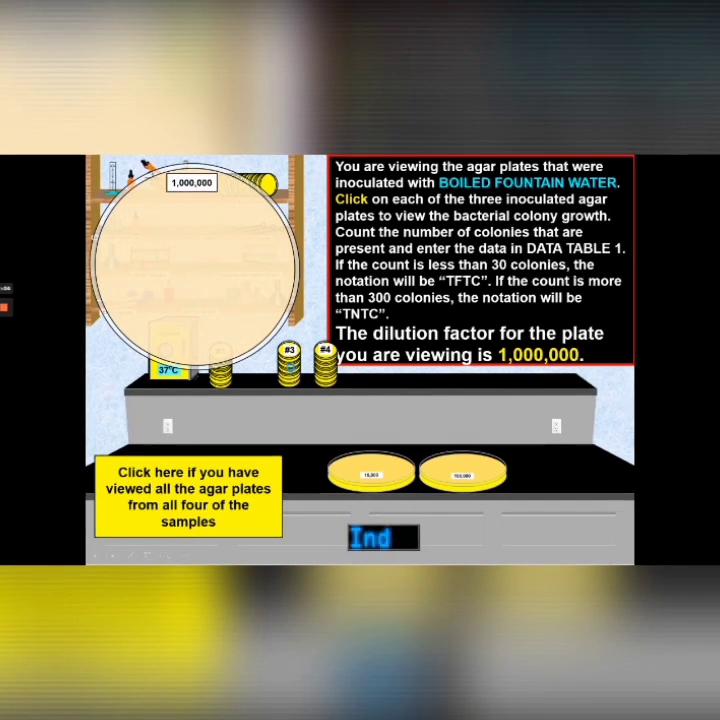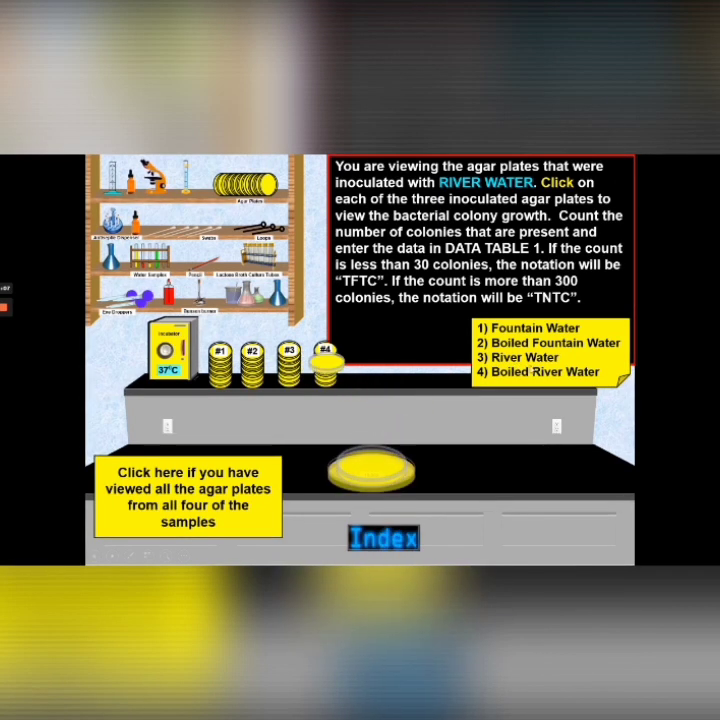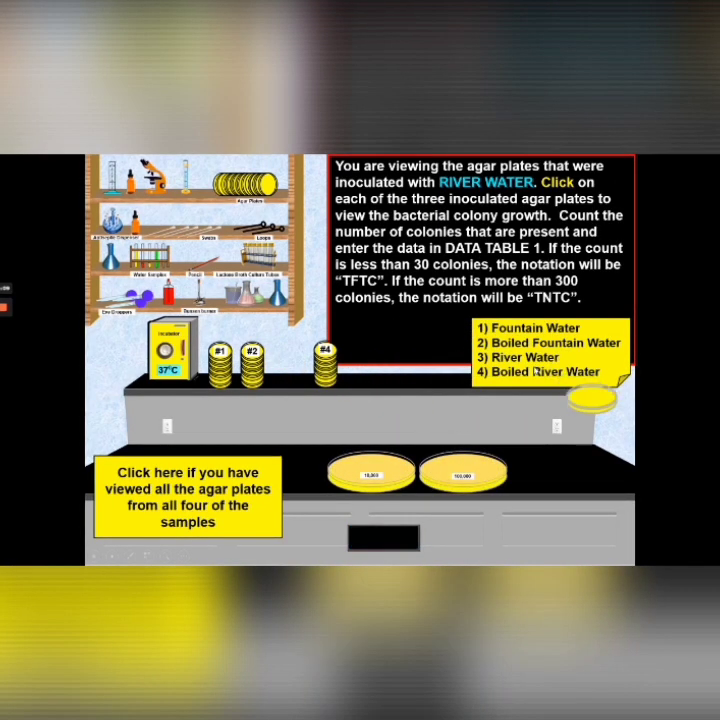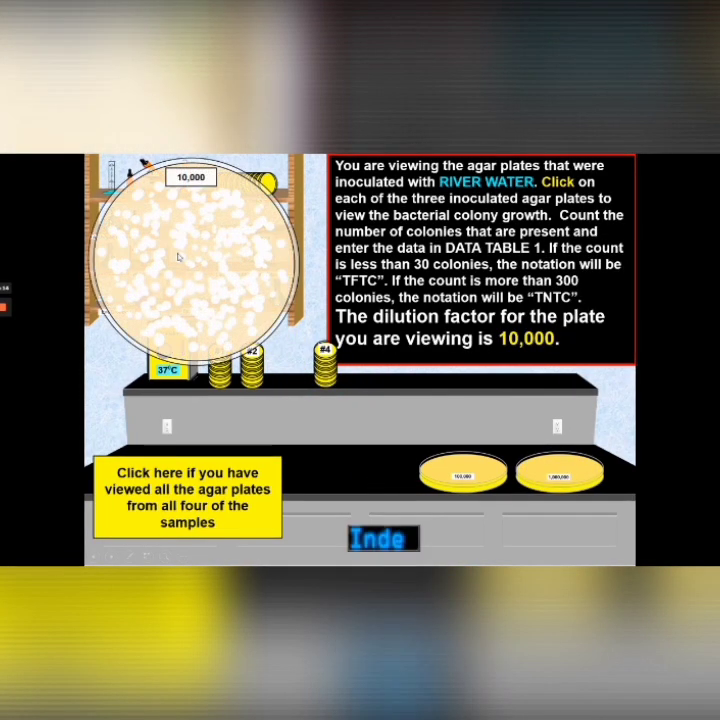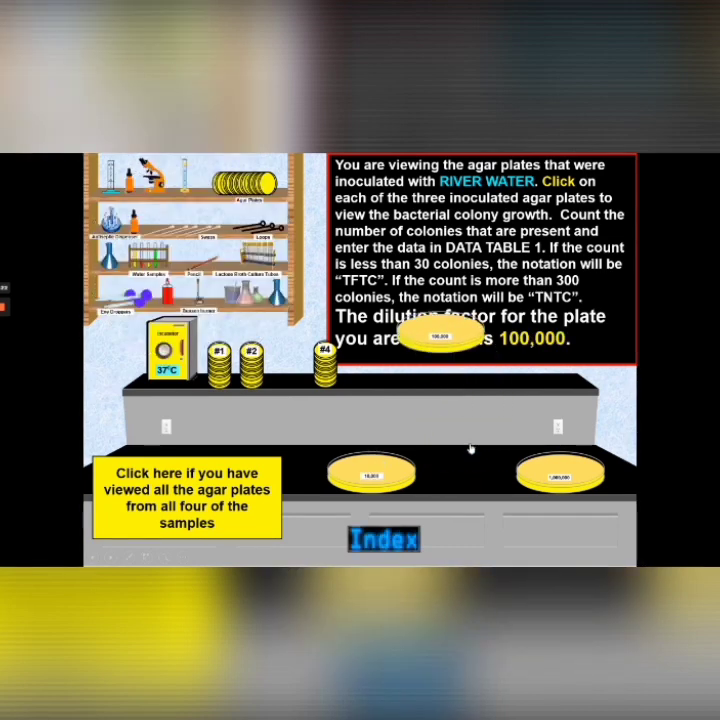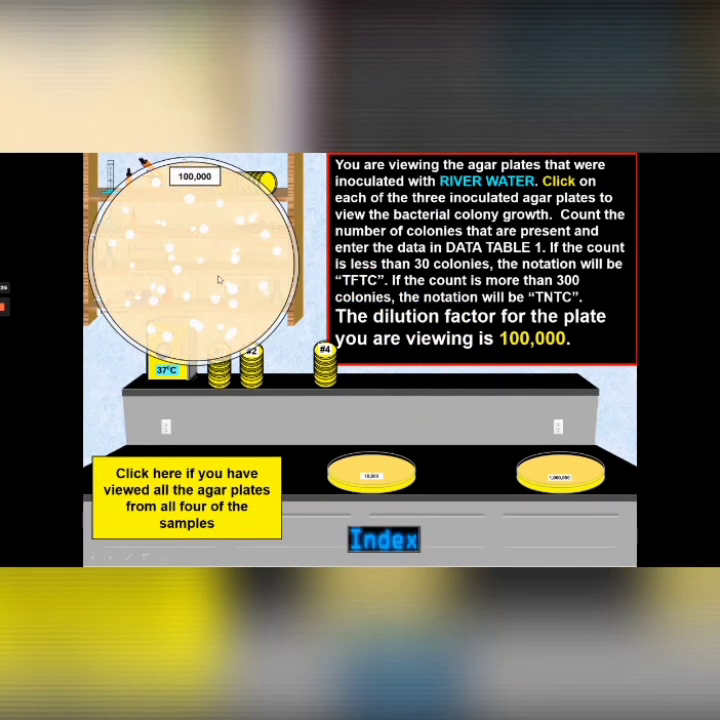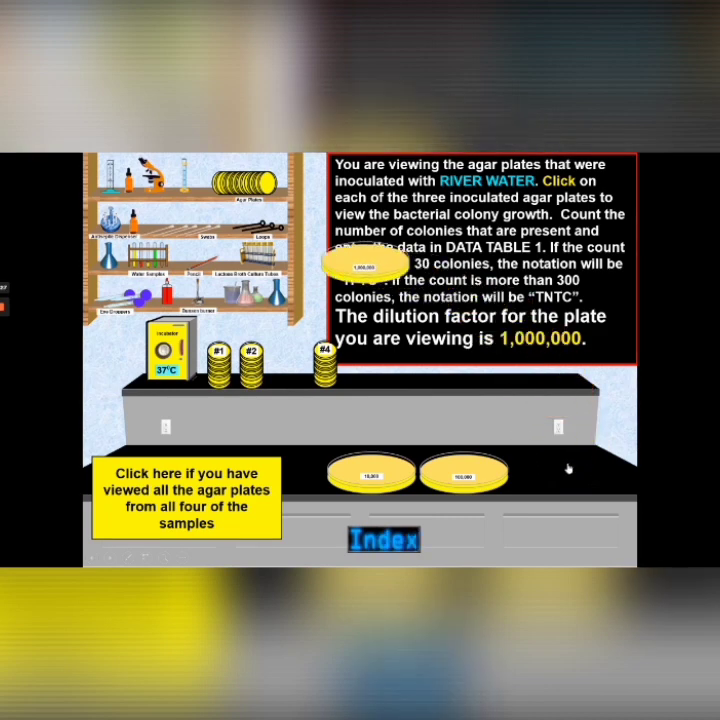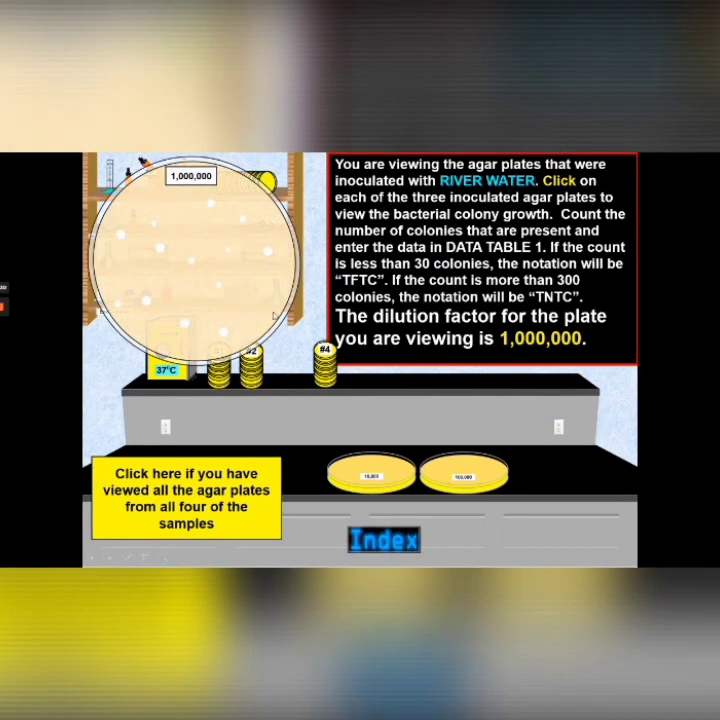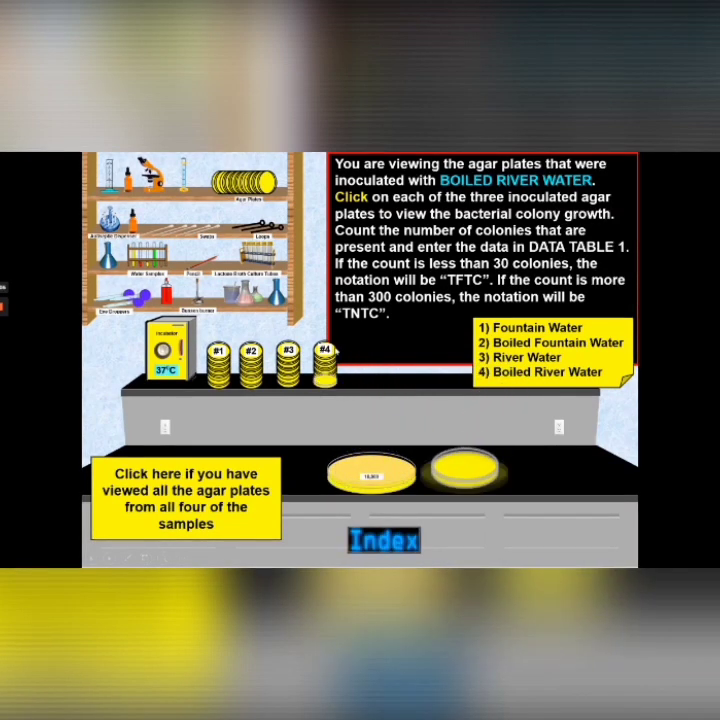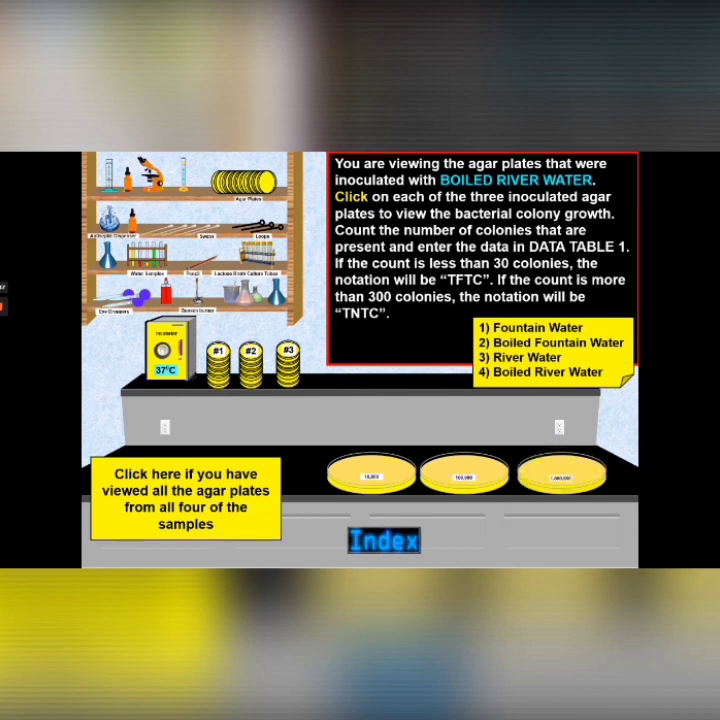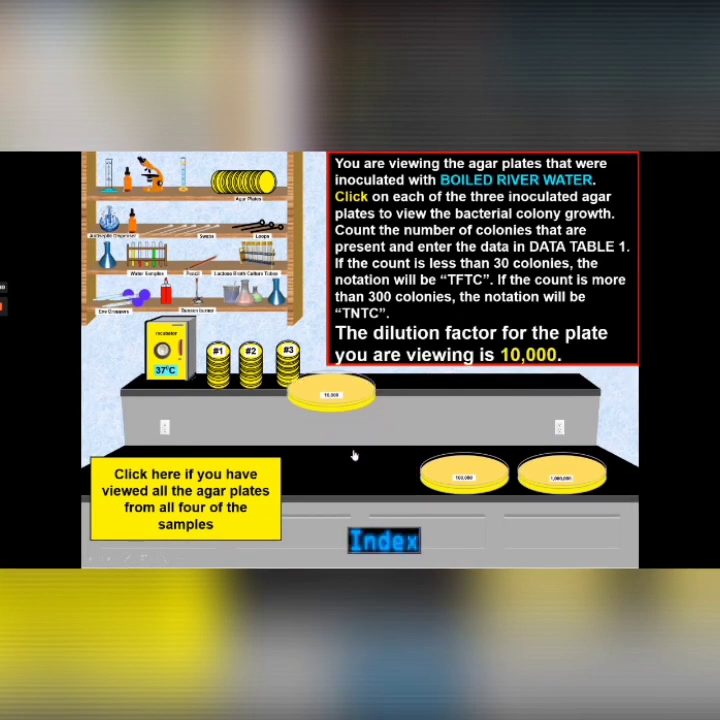And then let's look at sample number 3, which is river water. So this is the 10,000 dilution factor plate. You see there are so many, maybe more than 300. This one is quite less. This one is lesser. And then now we are going to look at the colony growth on the boiled river water sample agar plates.